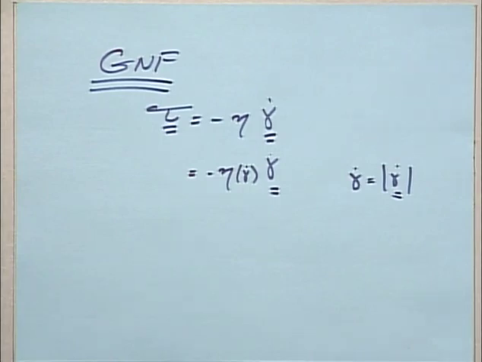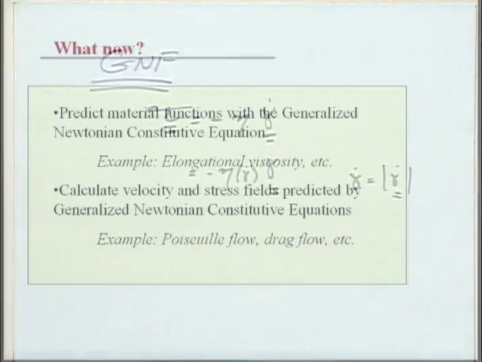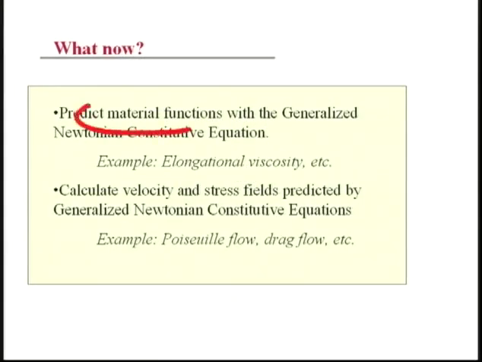Once we have such a constitutive equation, we can do, as I indicate on these slides, a variety of things. Most importantly, we can predict material functions. Material functions are all of those functions like viscosity, eta plus, eta bar, elongational properties, G prime, G double prime. Those are things we can predict whenever we have a constitutive equation. The other thing we can do is actually solve flow problems. Solving flow problems means calculating velocity and stress fields. You're doing that on the homework, and we did some of those in class.